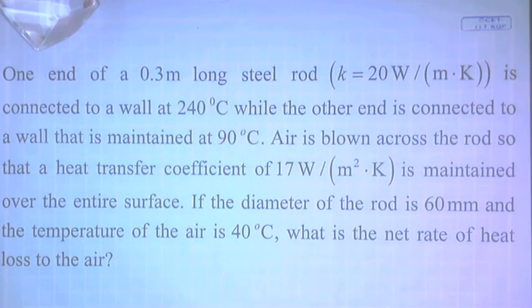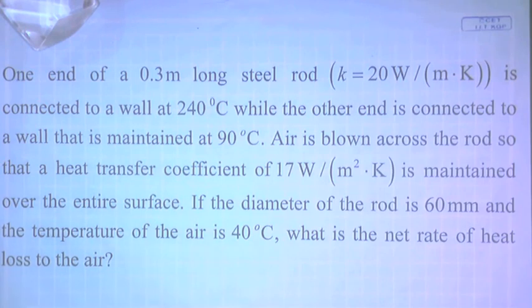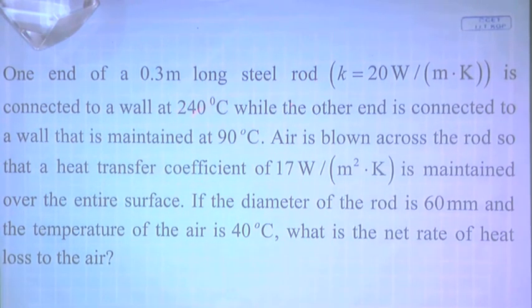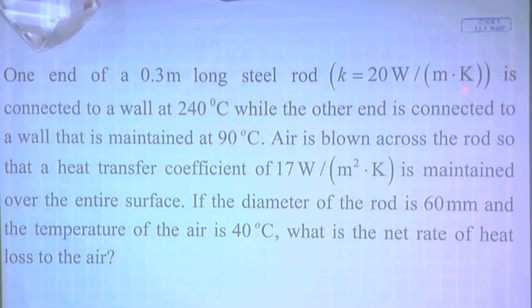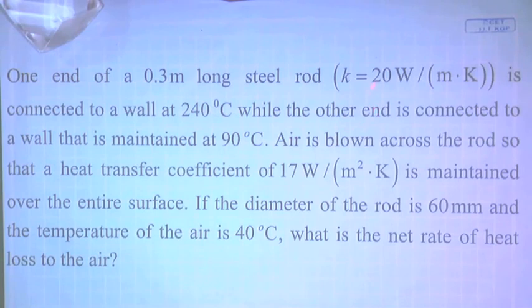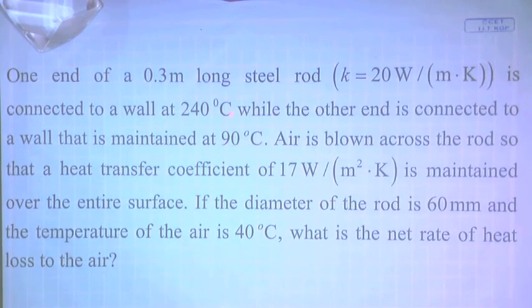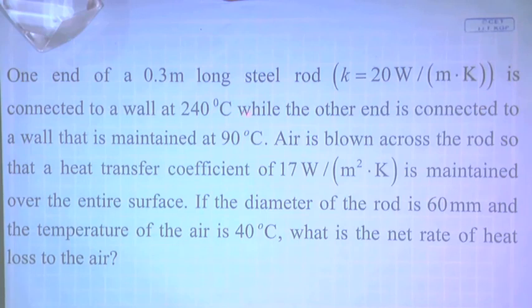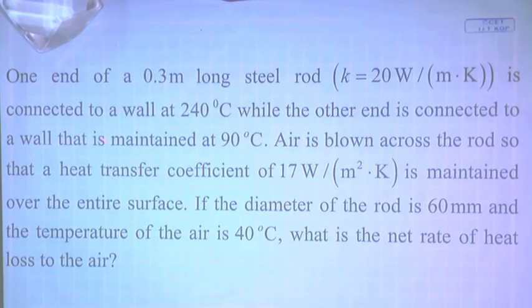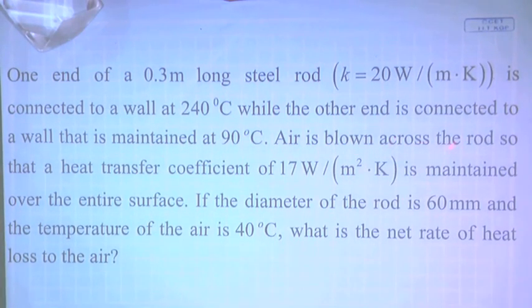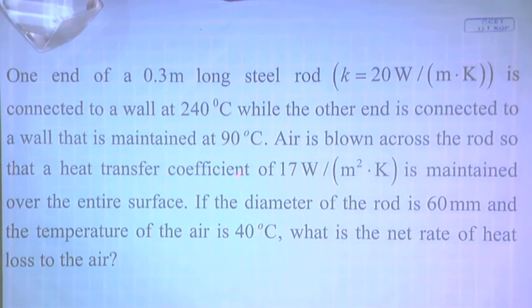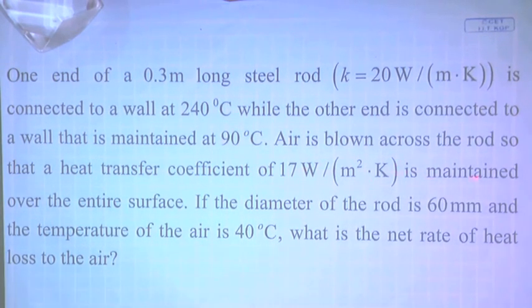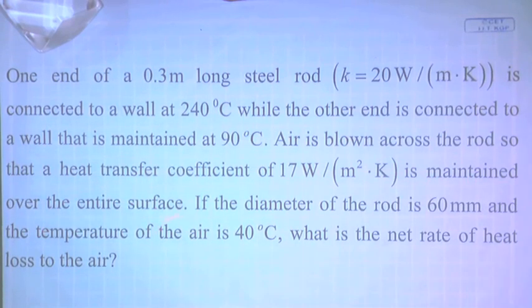Okay. This is one very popular type of problem. Most of the books have this problem. One end of a 0.3 meter long steel rod, 20 watt per meter K, this is usually the thermal conductivity of steel, is connected to a wall at 240 degrees Celsius, while the other end is connected to a wall that is maintained at 90 degrees Celsius. Air is blown across the rod so that a heat transfer coefficient of 17 watt per meter square K is maintained over the entire surface.